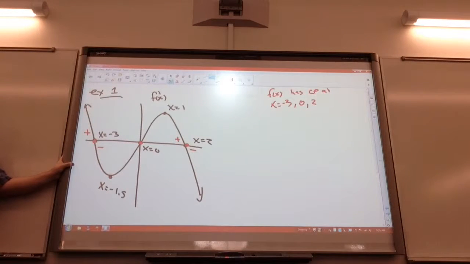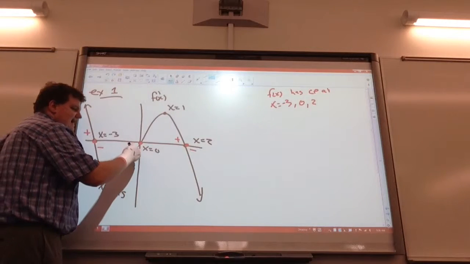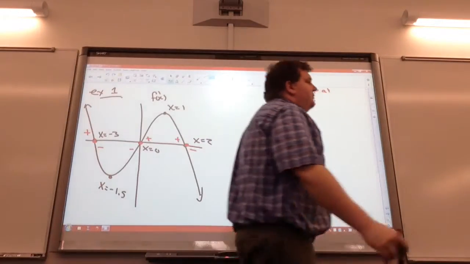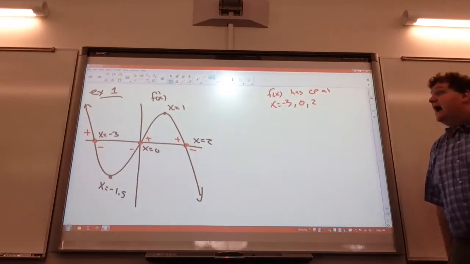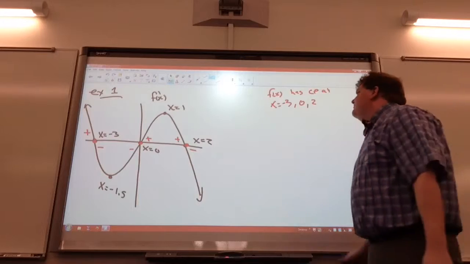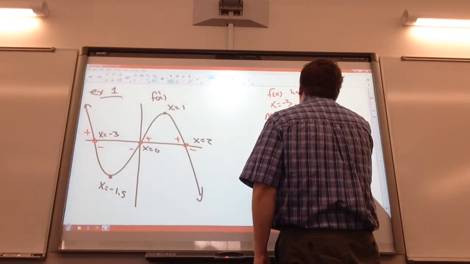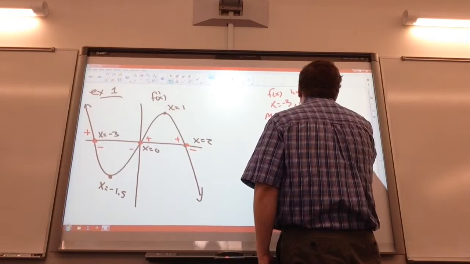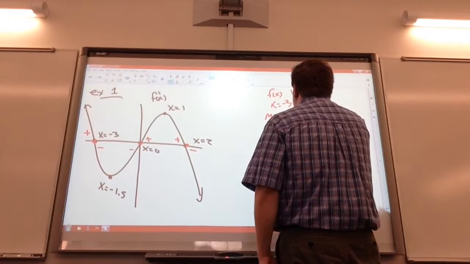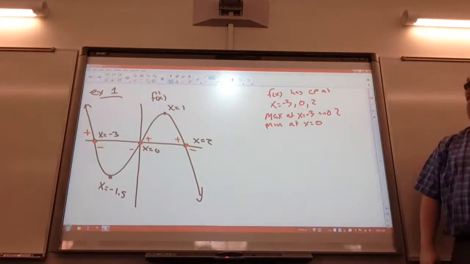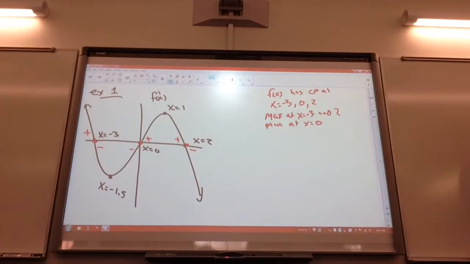Where's my minimum then for f of x? 0, because that's where it goes from negative to positive. So not only can I find my critical points for f of x from f prime of x, I can also determine what's what. I have maximums at x equals -3 and 2, and a min at x equals 0. Excellent.